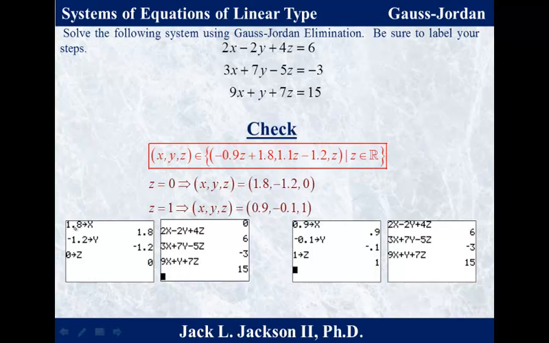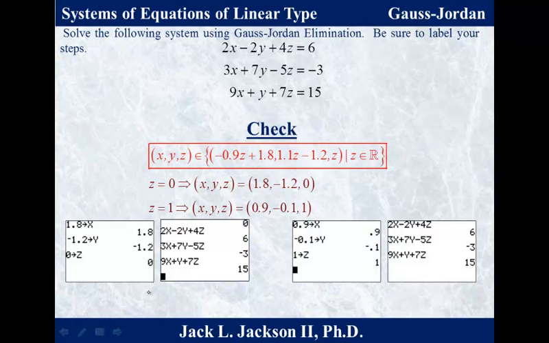So I took 1.8, stored it as x, negative 1.2 stored as y, and 0 stored as z. With that combination, I checked the equations. 2x minus 2y plus 4z is supposed to be 6. It is. 3x plus 7y minus 5z gives us negative 3. It's supposed to. 9x plus y plus 7z, sure enough, is 15. So that checks.